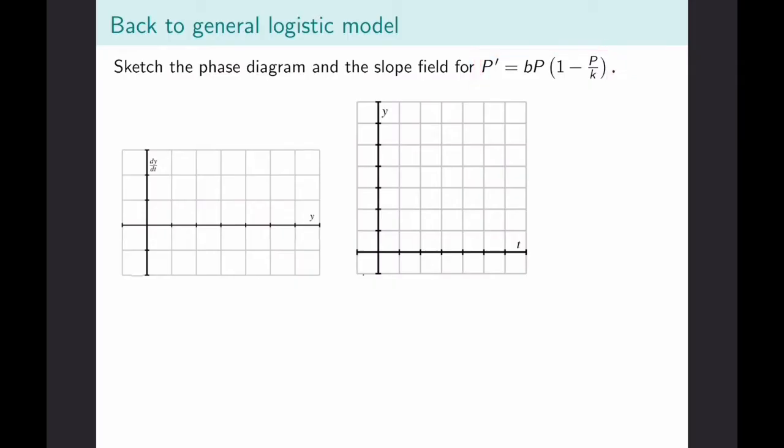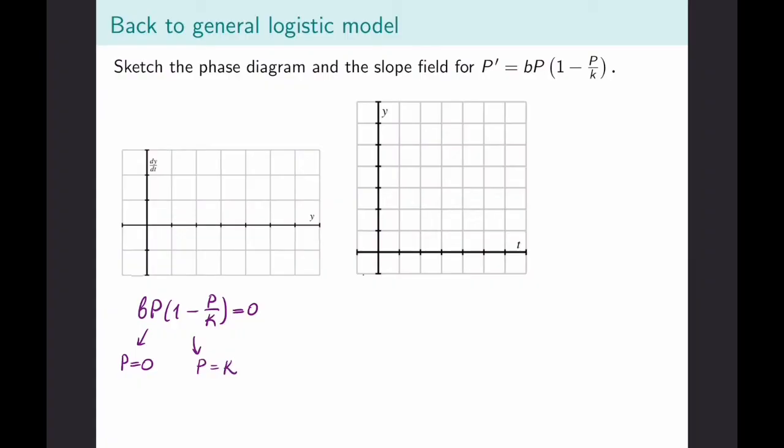So again, recall that to compute the steady states, I need to set the derivative to be 0, and in this case, what I'm going to have is bp(1 - p/k) equal to 0, which implies from the first factor that either p is 0, or from the second factor that p will need to be k, so that this entire bracket is going to be equal to 0. These are my two states. These are my two equilibria.